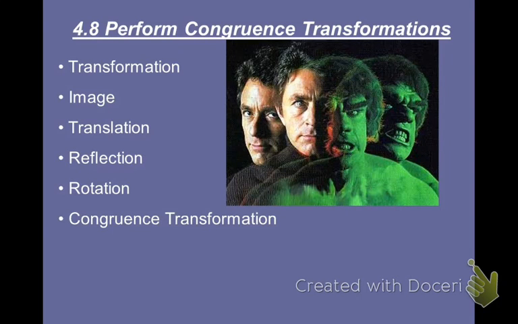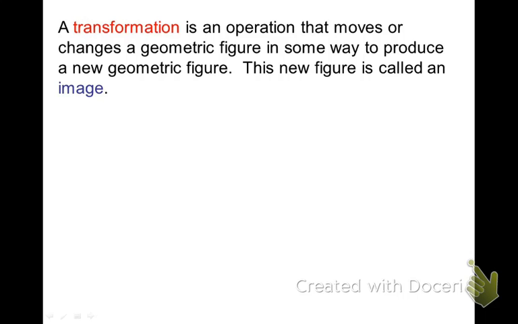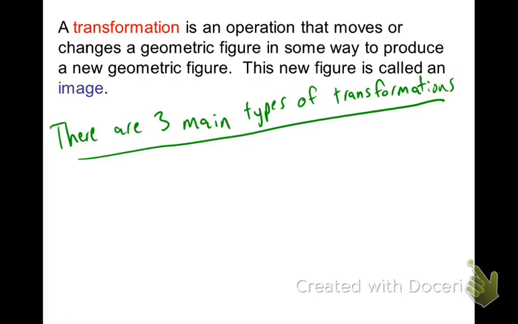So section 4.8 is on congruence transformations. We're going to learn the vocabulary words image, translation, reflection, rotation, and we're going to talk about what a congruence transformation is. So a transformation is something that moves an object or a geometric figure. It moves it from one place to another. And the new figure is what we'll call the vocabulary word image.